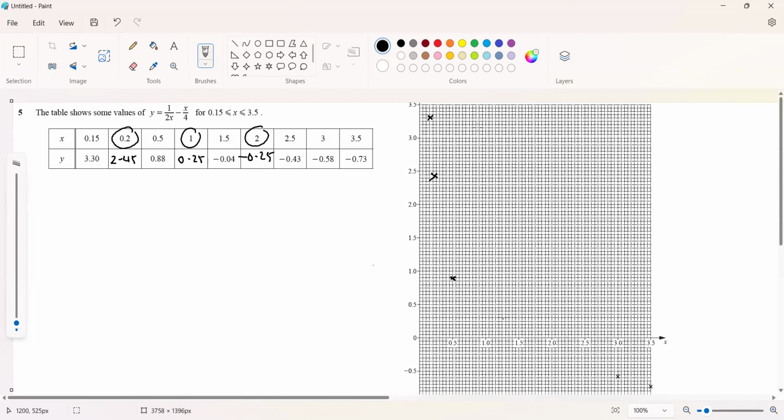And then we have 1 and 0.25, which will be somewhere around here. This one's a bit easier, thank goodness. So 1.5 and negative 0.04, it's kind of like negative 0.05. So 1.5 to negative 0.05 is the first box, so somewhere around here. And then lastly, it is 2.5 and negative 0.43. Negative 0.43 is pretty close to negative 0.45. So I'm just going to draw it right before the negative 0.5 mark, somewhere around here.